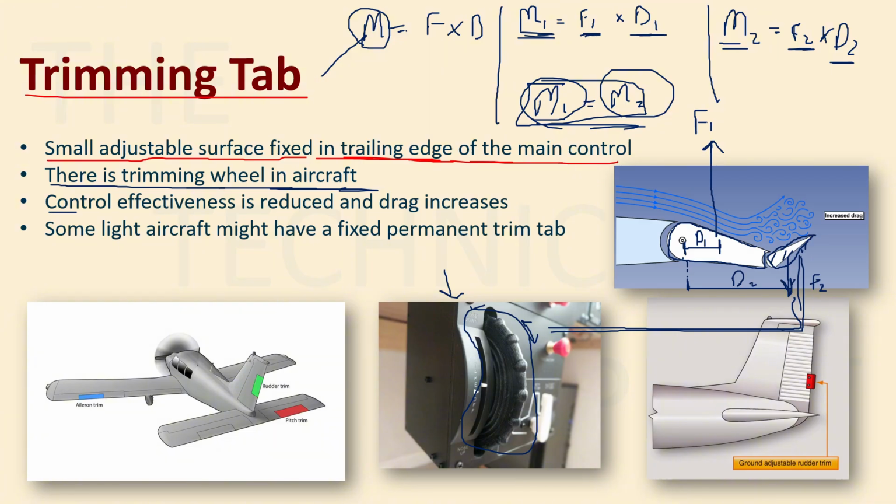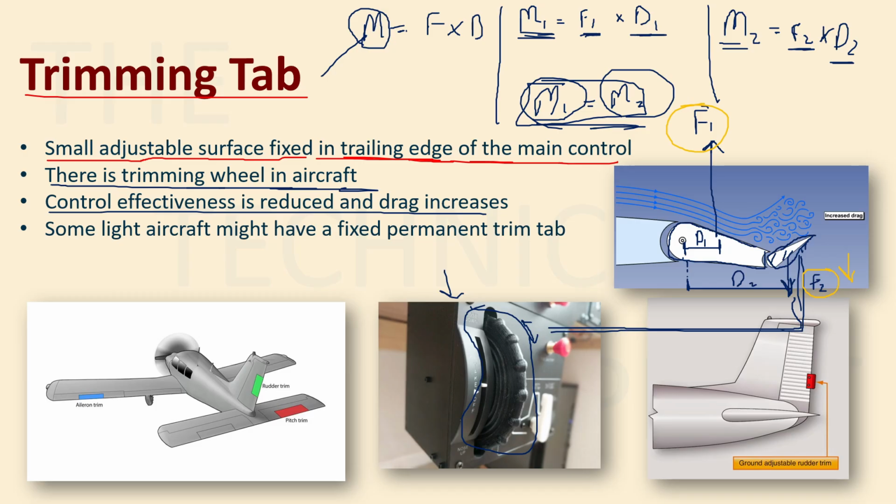And the control effectiveness is reduced again. As you can recall from the last lecture, there is a force generated in the opposite direction. This is the F1 that we were creating, something that we wanted, but because of the deflection of the trim tab, there is a second force F2 in the opposite direction. So the control effectiveness is reduced.